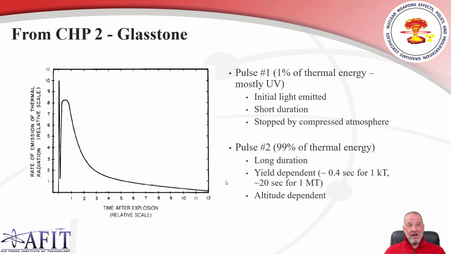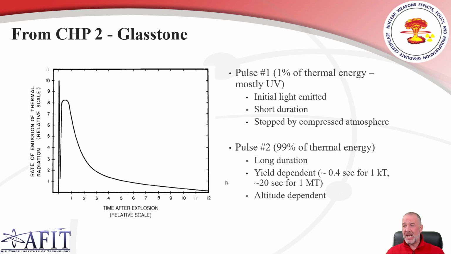Now, this is a diagram we've seen before, but it looks a little bit different because this is on a linear scale rather than the log-log scale that we saw before. And I'll have that plot here in a second. So this is that double pulse. The first pulse emitted from the weapon detonation only carries about 1% of the thermal energy. It's mostly UV, so we don't really get to see it, but we see some of that light very briefly. Very short duration, and once that shock wave happens, we don't even see that anymore, and that's why it falls off very, very rapidly.